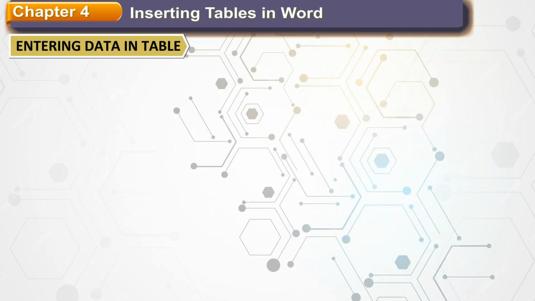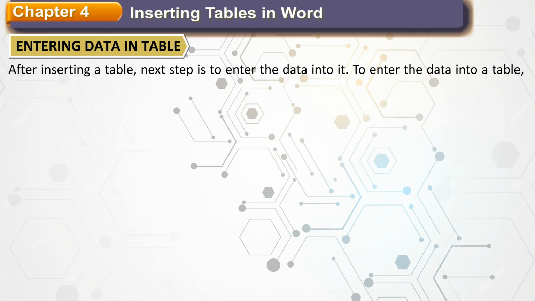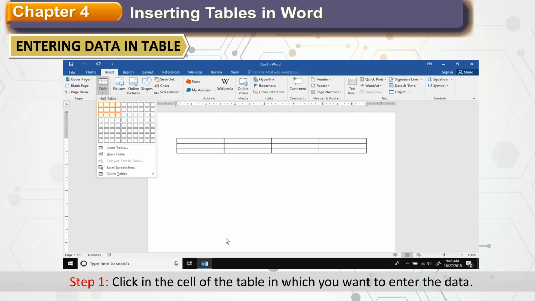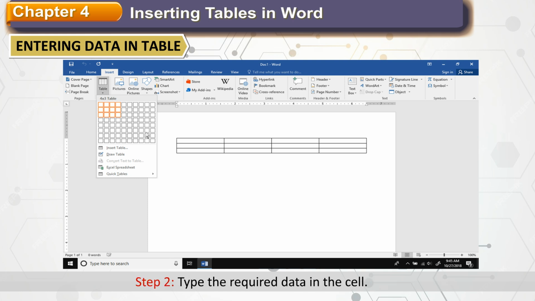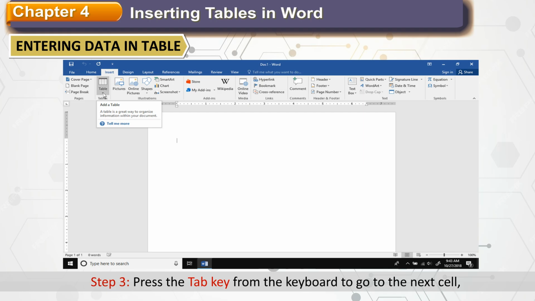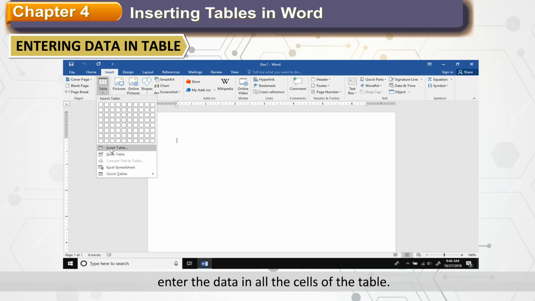Entering data in table. After inserting a table, next step is to enter the data into it. To enter the data into a table, follow these steps. Step 1. Click in the cell of the table in which you want to enter the data. Step 2. Type the required data in the cell. Step 3. Press the Tab key from the keyboard to go to the next cell. Enter the data in all the cells of the table.